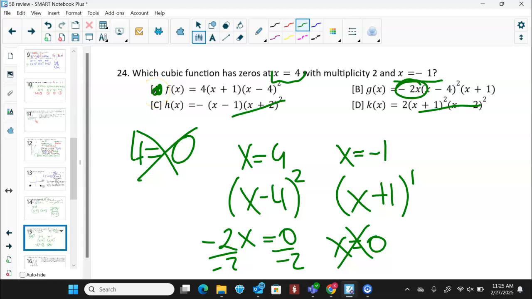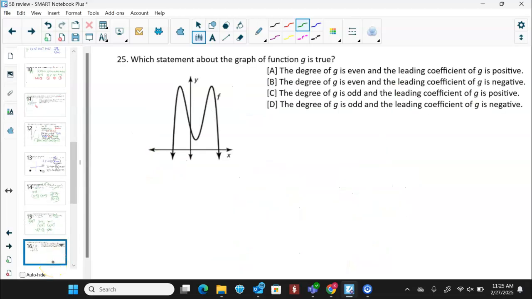Okay, moving on to the next question. It is going to be question 25. It says which one is true about it. First of all, degree, even or odd? Well, this is even because the feet both go in the same direction. So I'm going to scratch out the last two, as they are odd. Now, between the two even functions, we're going to look for the leading coefficient. Remember, the leading coefficient is the far end of your function.